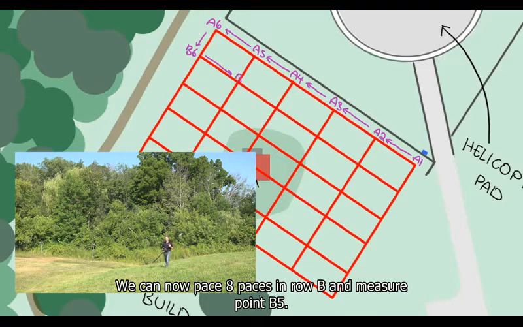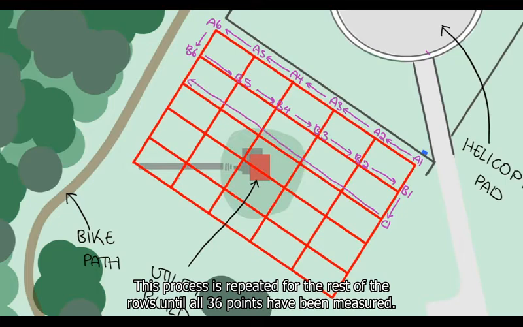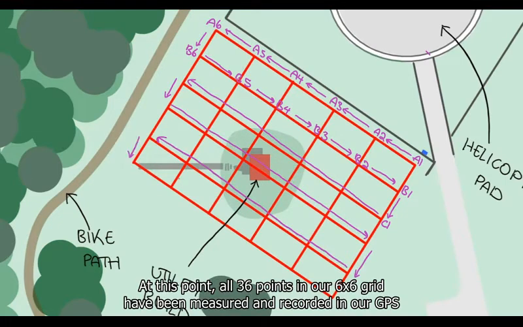We can now pace 8 paces in row B and measure point B5. This process is repeated for the rest of the rows until all 36 points have been measured. At this point, all 36 points in our 6x6 grid have been measured and recorded in our GPS unit.